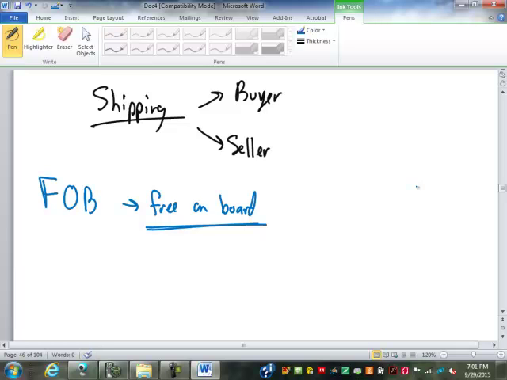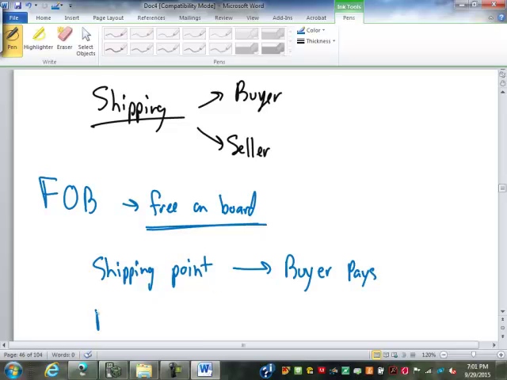FOB shipping point: which person is at the shipping point, the buyer or the seller? The seller is shipping it. That means it's free to the seller, and the buyer pays.